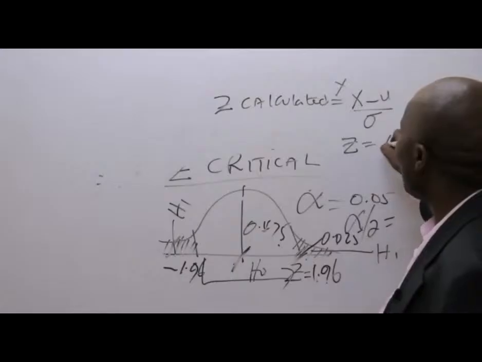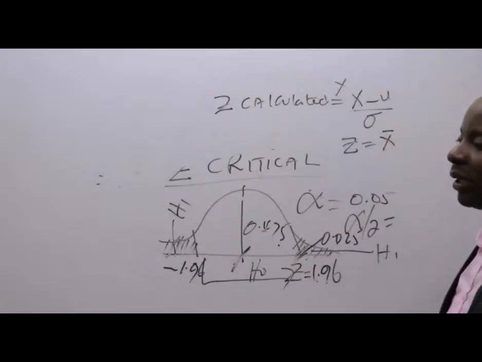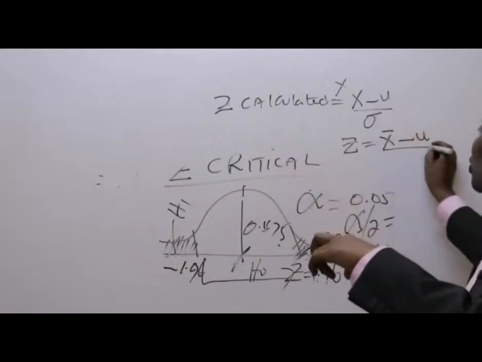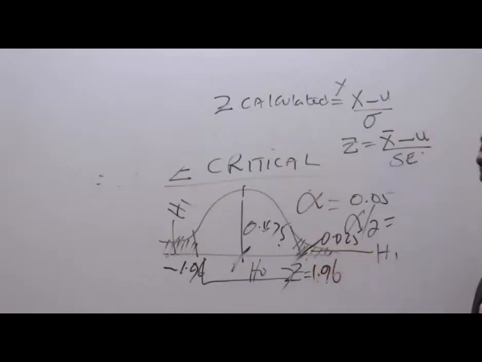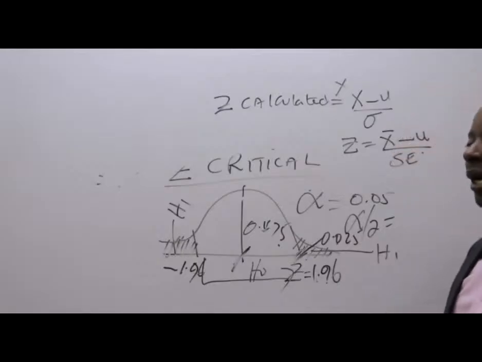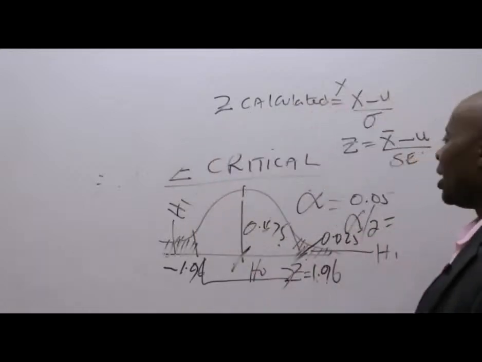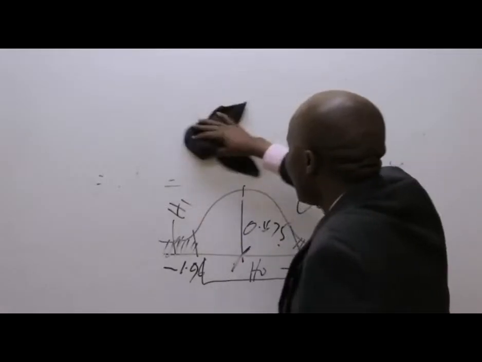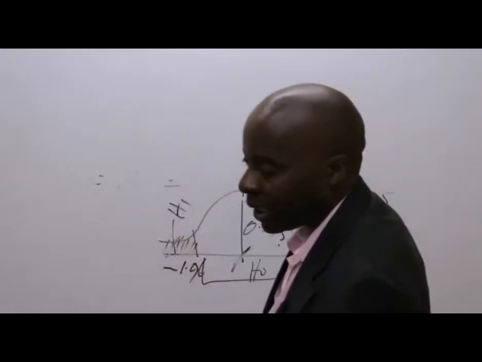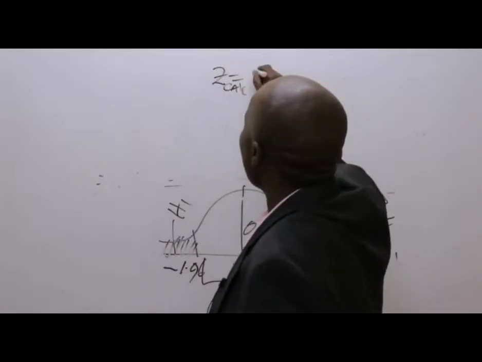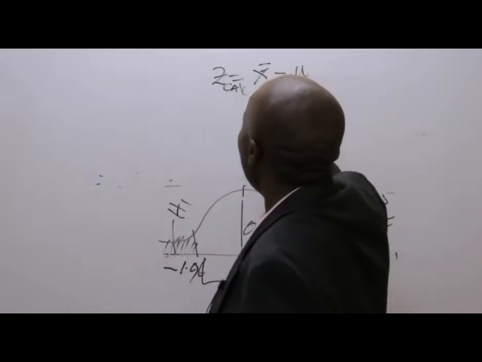Our Z calculated will be X bar minus mu. Because here we are working with X bar, we have many samples, we'll talk over what we call the standard error. So please write that: our Z calculated is X bar minus mu divided by standard error. I'm repeating again, Z calc is X bar minus mu all over standard error.